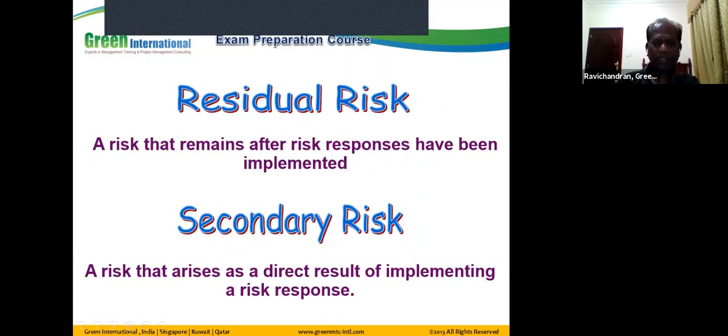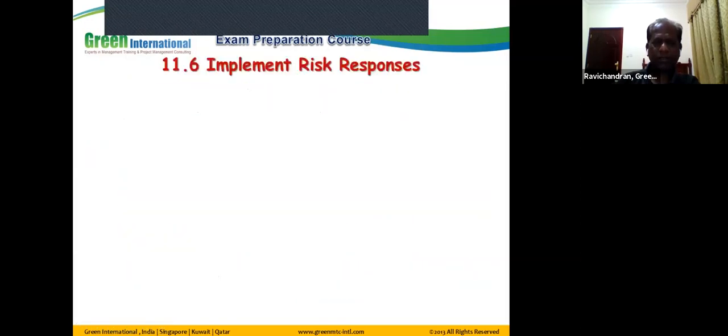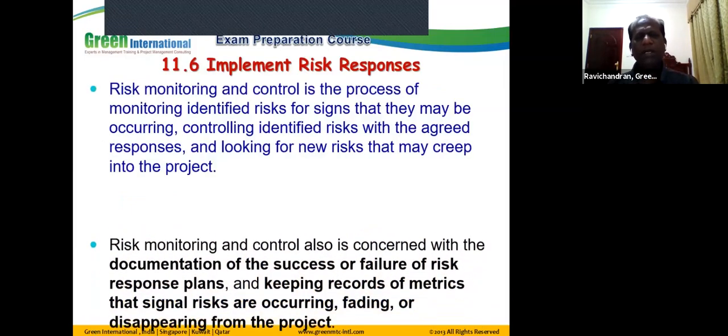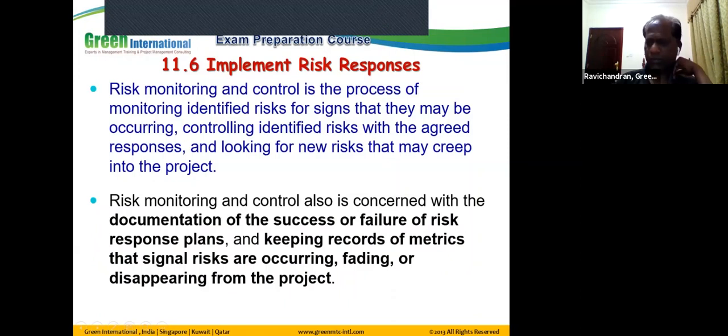Residual risk we know, secondary risk we know. Same. Okay. The next process is implement risk response. Here in this process, we are monitoring the identified risk for signs, whether the risk is increasing, decreasing, what symptoms and warning signs we identify that it is happening, so that we can see whether the risk is occurring, increasing, decreasing, or looking for new risk. All are part of the implementation of the risk response process.